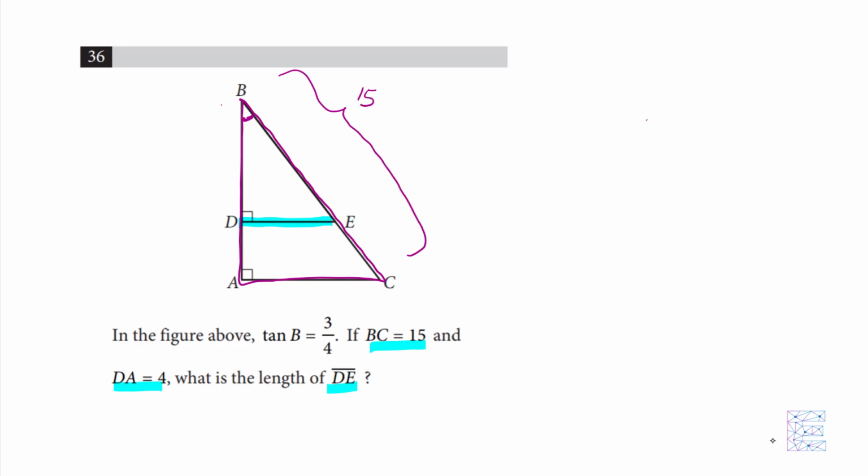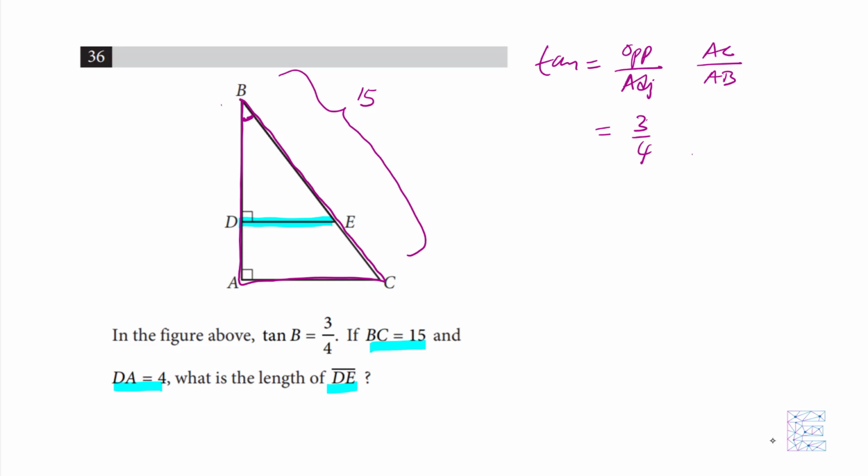So keep in mind that tangent is defined as the side that is opposite from the angle given over the side that's adjacent to it. So focusing on the big triangle and looking at B, AC would be the one that's opposite, and adjacent to angle B is AB. However, that doesn't seem to make sense. If BC is 15, then how can opposite be 3/4?